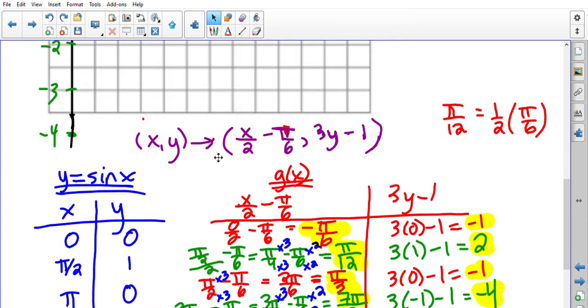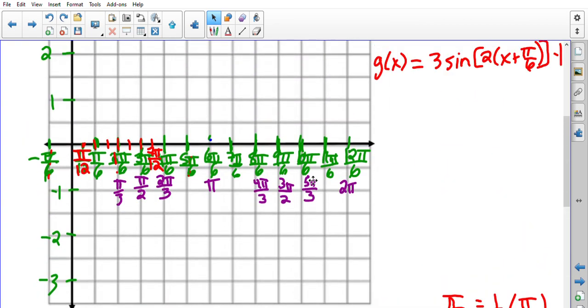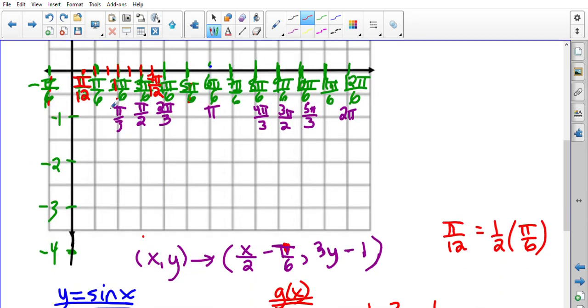All right, so you're probably wondering, how are we going to graph things like pi over 12 and 7 pi over 12? So that's what I have here in red. If I know one grid square is pi over 6, then I know half of a grid square is pi over 12, because pi over 12 is 1/2 of pi over 6. So in red, I'm going to count by pi over 12s. 1 pi over 12, 2 pi over 12, which reduces to pi over 6, 3 pi over 12, 4 pi over 12, 5 pi over 12, 6 pi over 12.